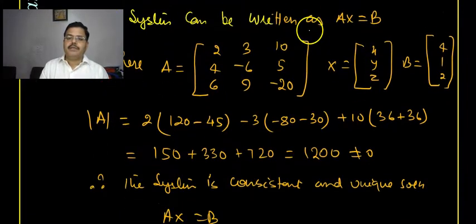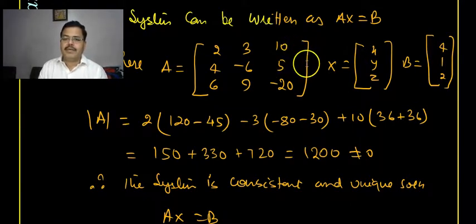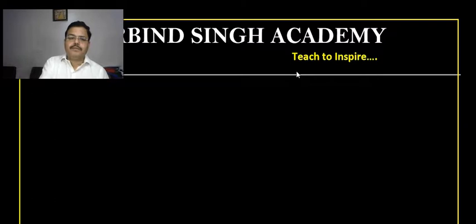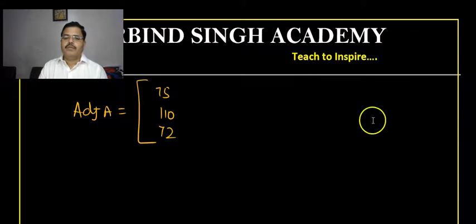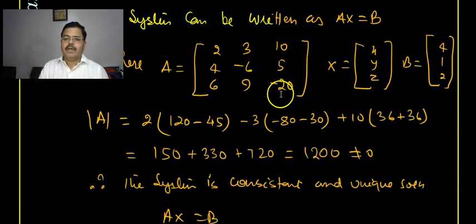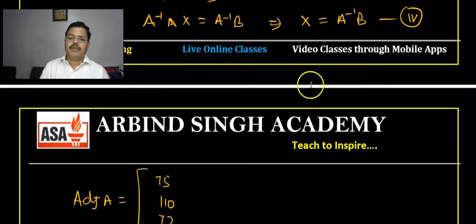Now we can find A inverse. For A inverse, the adjoint will come. Adjoint of A will be 75, 110 and 72. First row cofactors are like this. So the second row cofactors will be what? This cancels. So 20 into 3 minus 60, minus 90 minus 150. So that would be plus 150, because the sign will change.